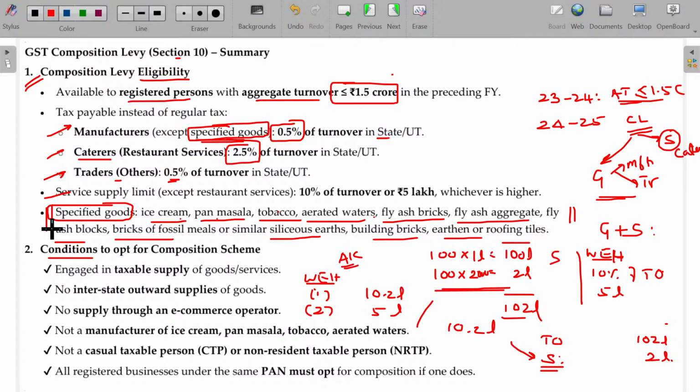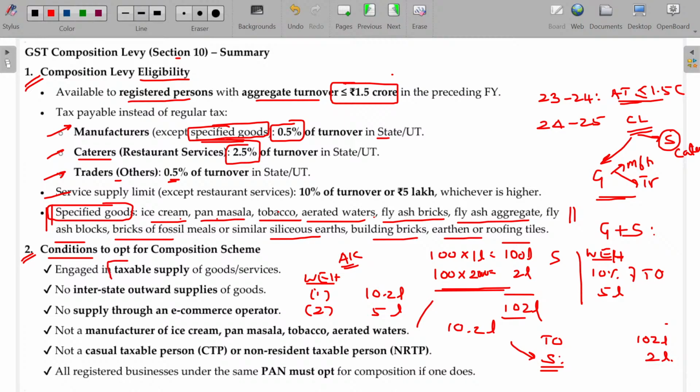Now, even if you want to go for the composition scheme, other conditions also you have to fulfill, that is given under clause 2, section 10. Okay. Clear?